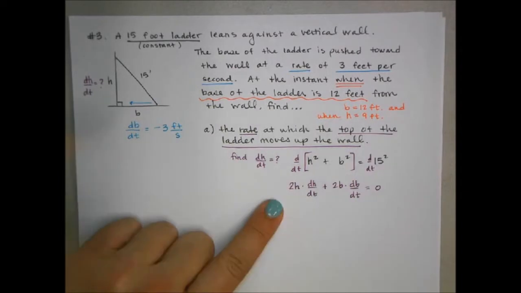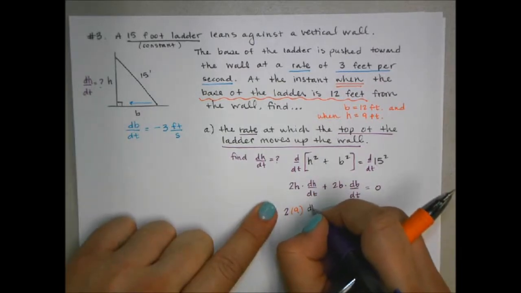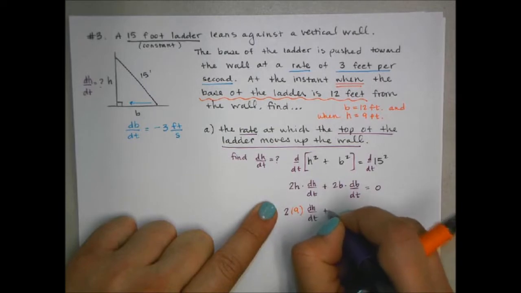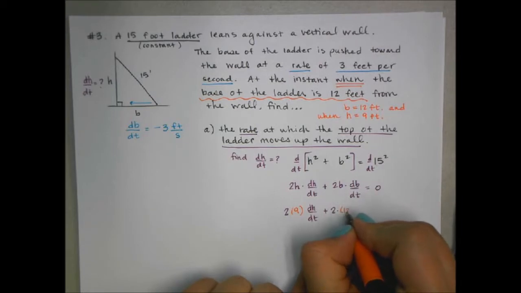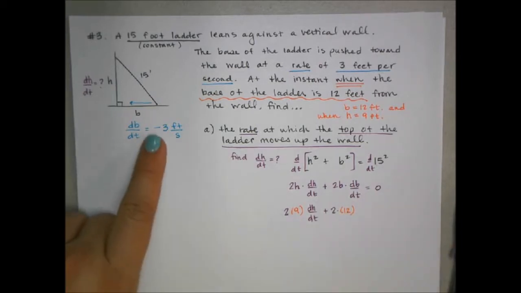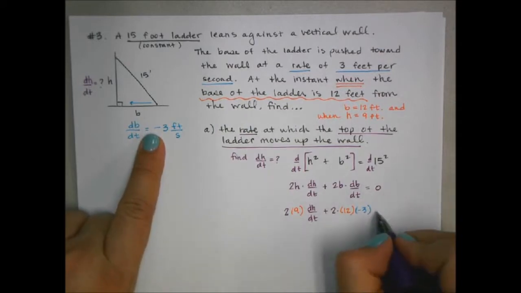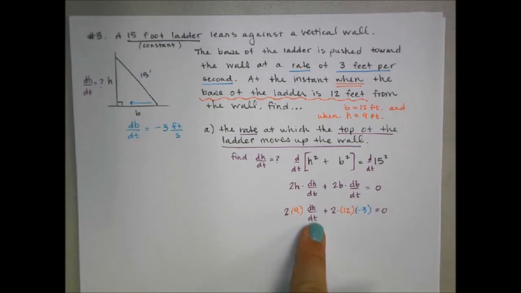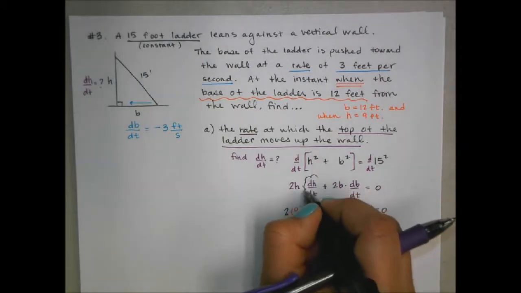So we have 2 times 9 times dh dt, which is what we're trying to find, so that's our unknown, plus 2 times b, we're told b is 12, and dv dt was negative 3, equals 0. So there we go. We can only have one unknown. So if you were stuck thinking, well, I wasn't told h or dh dt, just remember dh dt is what you're solving for. So this really can be the only unknown.